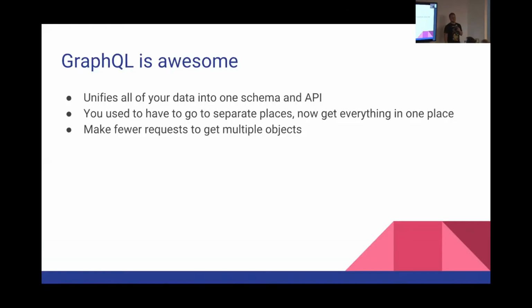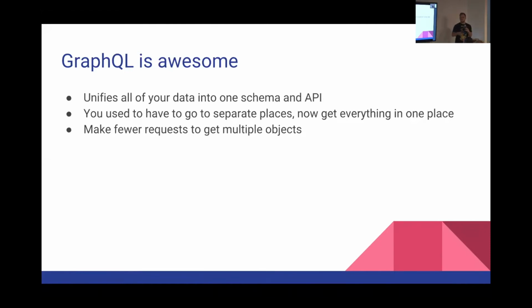As you might know, or if you are just showing up, you've probably already learned that GraphQL is pretty awesome. When we talk to people, consistently the number one thing they say is the best thing about GraphQL is that it unifies all of your data into one schema and one API. Instead of having to call multiple different endpoints to get the data, you can just go to one place, go to one API Explorer, start typing, and get that data right away. You don't have to make multiple requests, which is also great for performance.